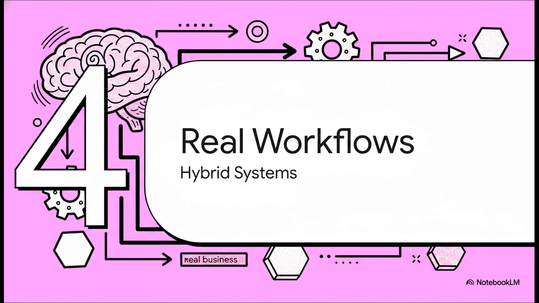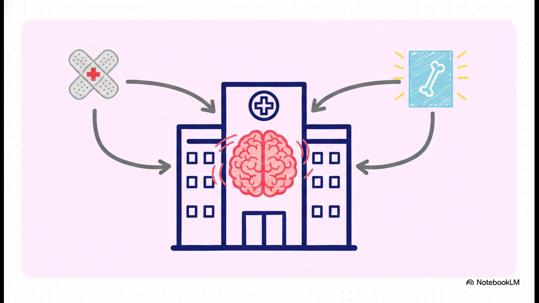Section 4. Fitting into real workflows, hybrid systems in practice. All of this sounds amazing, but how does this actually work in a real business environment? The truth is, an agent is rarely the entire system. It's usually just a thinking layer embedded inside a much larger chain of events.